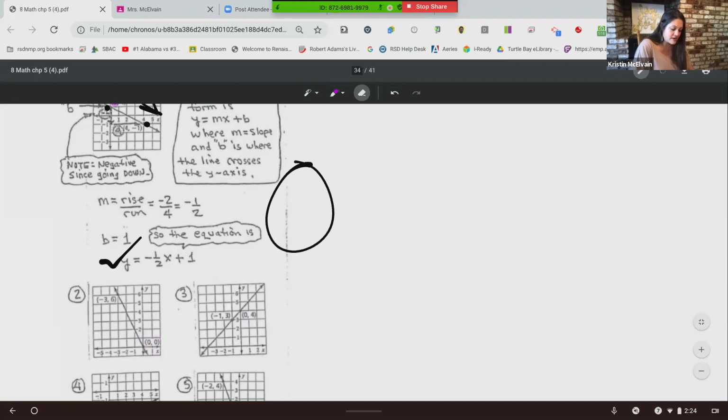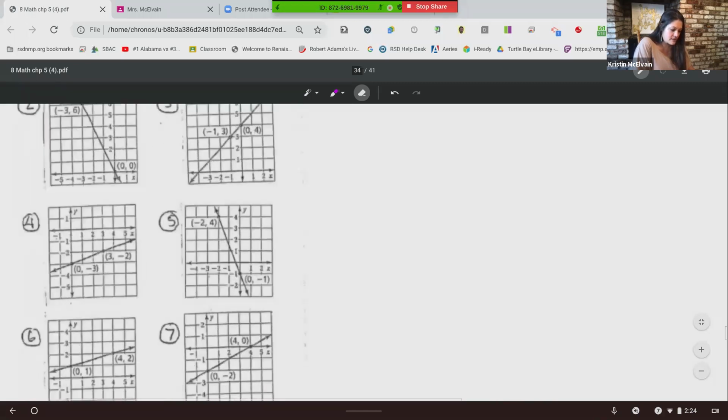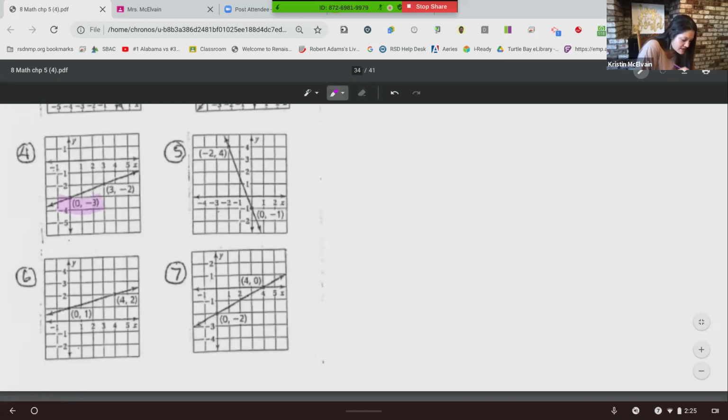All right, so now I'm going to scooch us down here. There, it's easier to see. We can do all 4 of these in this space. Okay, so number 4, we cross the y-axis when x is 0 at 0, negative 3. So that means that my B is negative 3.